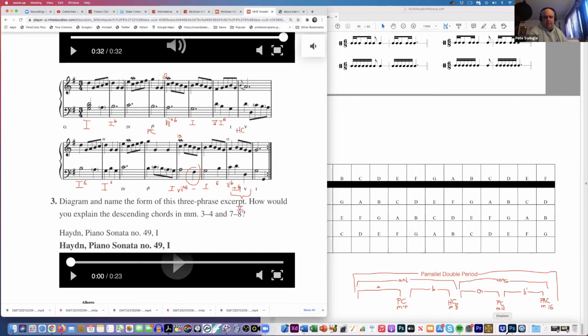I've got a question. Go ahead. Is the antecedent consequent true for both periods or just measure 1 through 8 to 9? 1 through 8 is the antecedent, because it ends in a half cadence. And the consequent, we end with a perfect authentic cadence. So that is straight from the answer key. Questions on that?